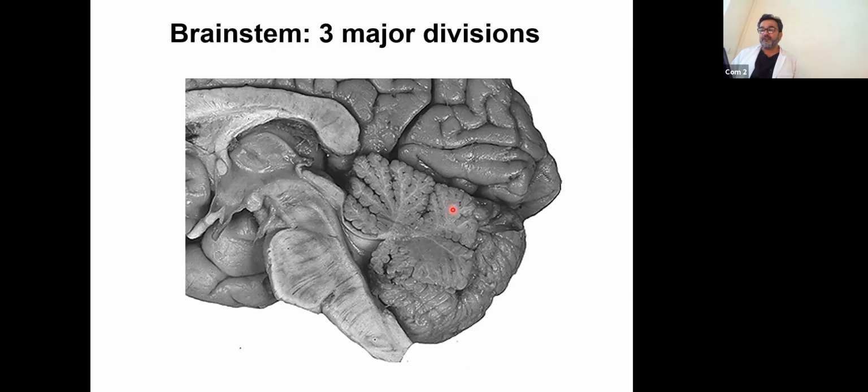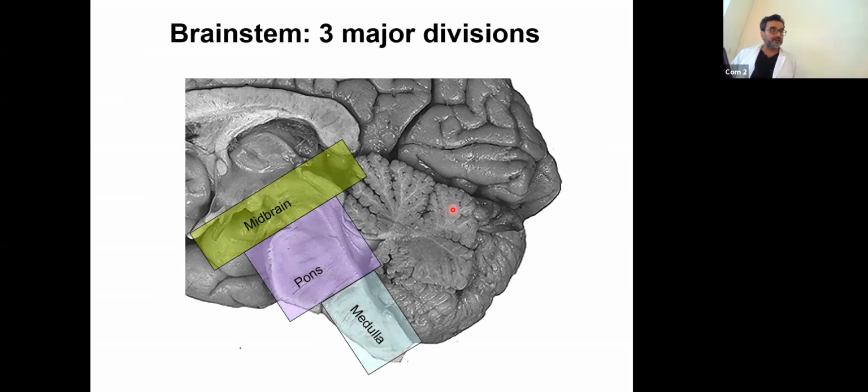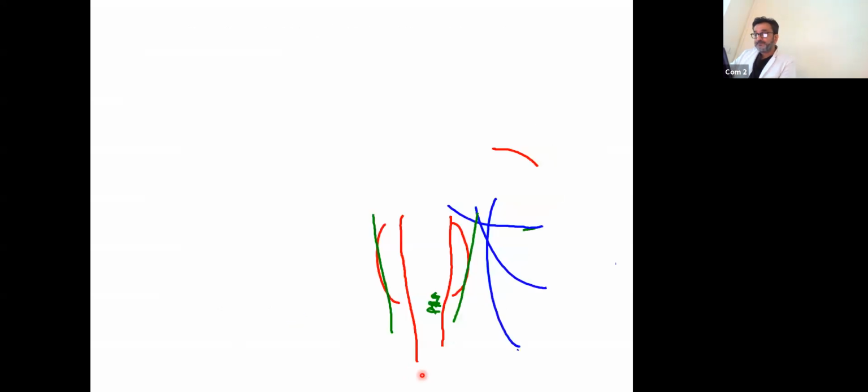There are three parts of the brainstem: the midbrain, pons, and medulla. So you would see that the lower part is the medulla, then the middle piece of the brainstem is the pons, and then you have the midbrain. And the midbrain is the one which is connecting the brain to the brainstem, to the higher centers. And below the medulla, you have the spinal cord. So the medulla is connecting the brain with the spinal cord.